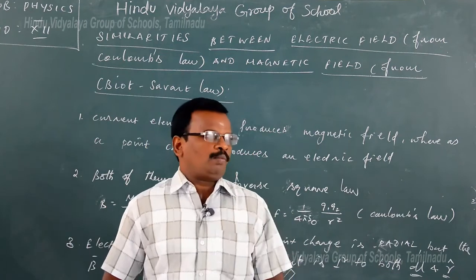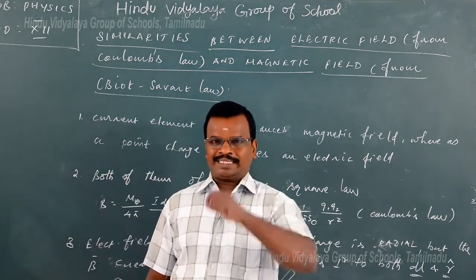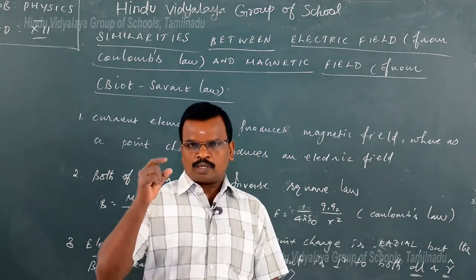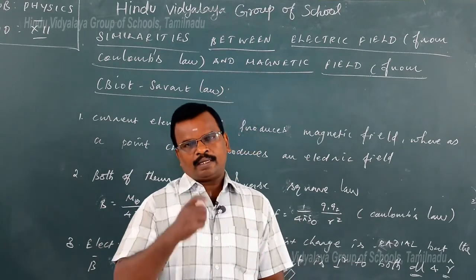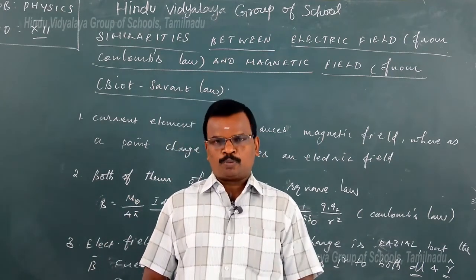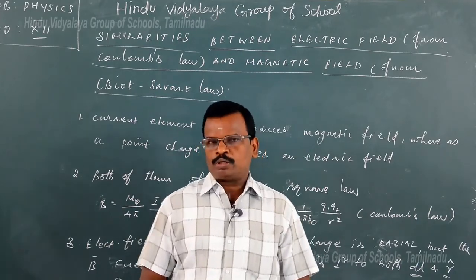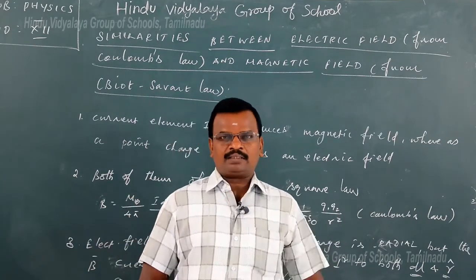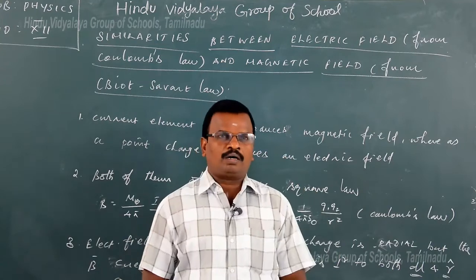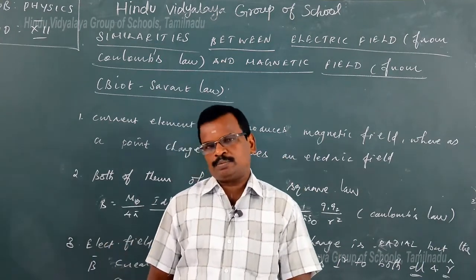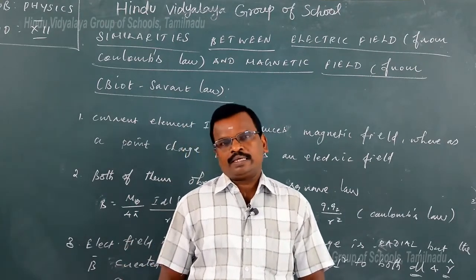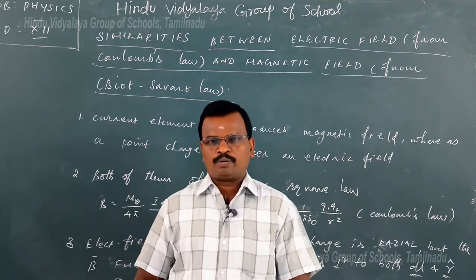We have to choose a small element of length dl. When current I passes through this length dl, the magnetic field produced is a small amount dB. dB is proportional to the current, proportional to the current element length dl, proportional to the sine of the angle between dl and the position vector r, and inversely proportional to the square of the distance. dB is equal to k I dl sin theta by r squared, where k is the proportionality constant, k is equal to mu naught by 4 pi.